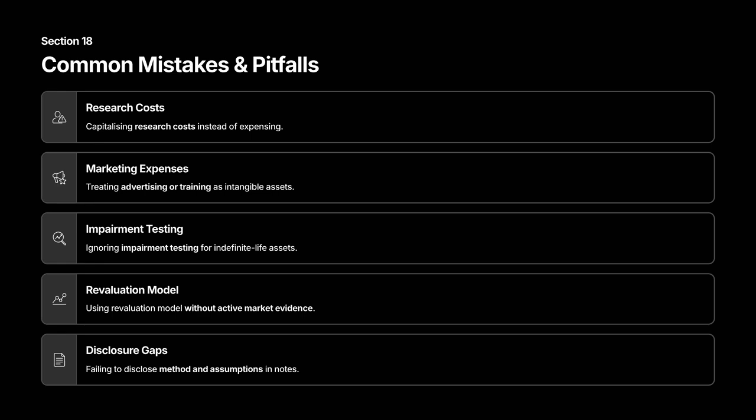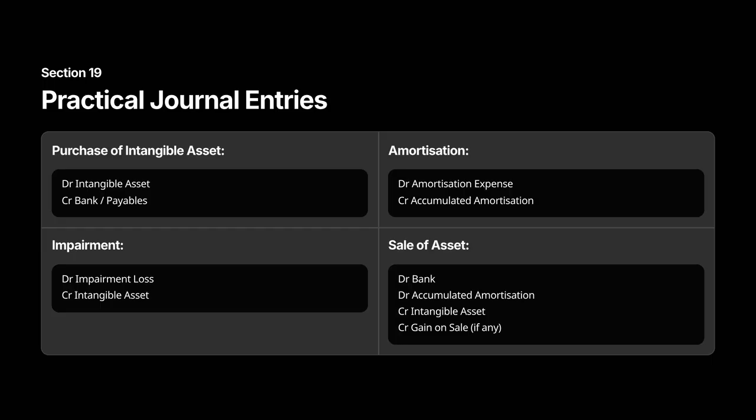16. Disclosure requirements. IND AS 38 demands detailed disclosures in the financial statements to promote transparency. These include the asset's useful life, whether finite or indefinite, the amortization method and the rate used, the gross carrying amount and accumulated amortization, a reconciliation from opening to closing balance, showing additions, disposals, and impairments, details of any impairment losses or reversals, restrictions on ownership or cases where the asset is pledged, and commitments to acquire future intangibles. Such disclosures allow users of financial statements to judge how reliable and sustainable those assets really are.